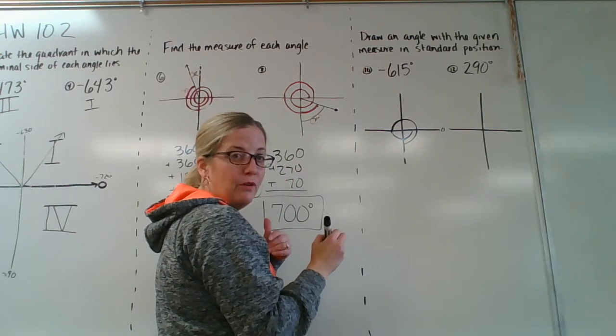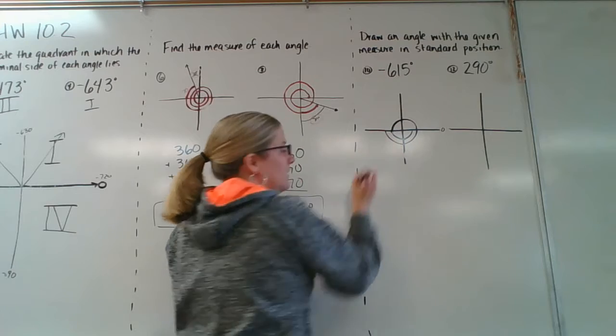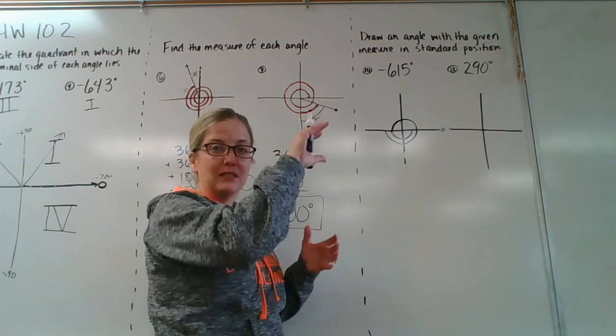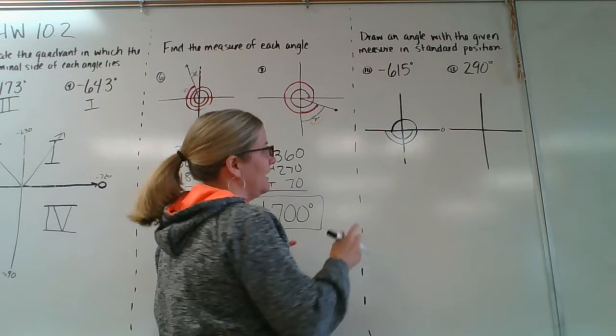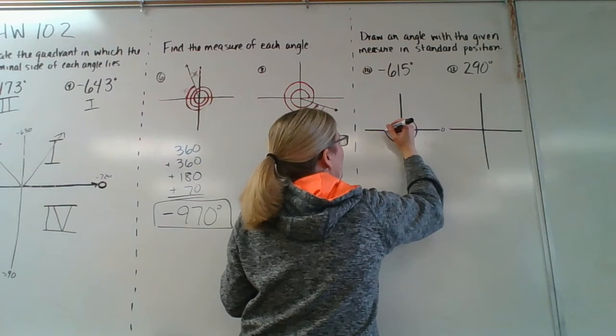Negative, what am I up to? 450. Keep going. Negative, what is this? 540. How am I getting those numbers? I'm adding 90 every time because each quadrant is worth 90 degrees. Okay, so what was I up to? 540. Let's keep going.